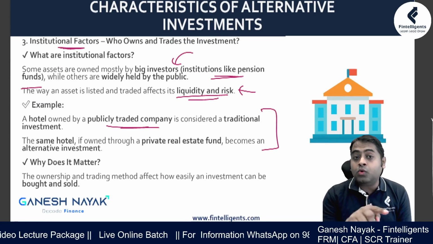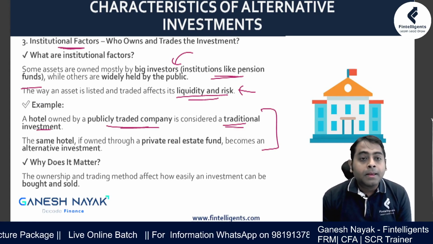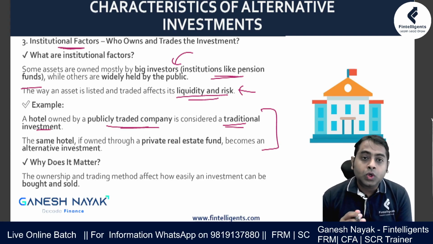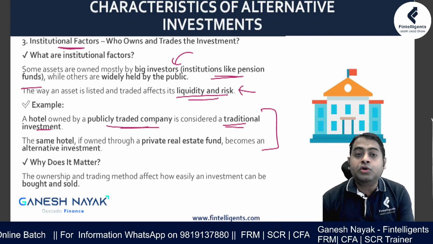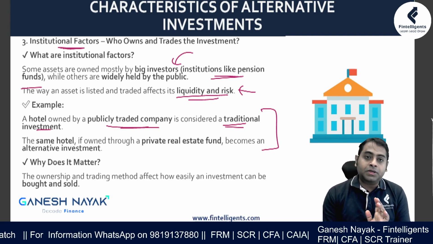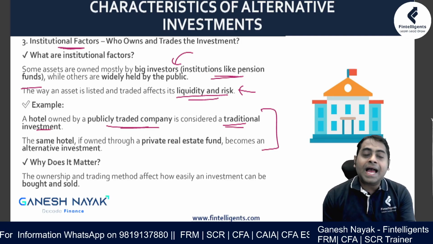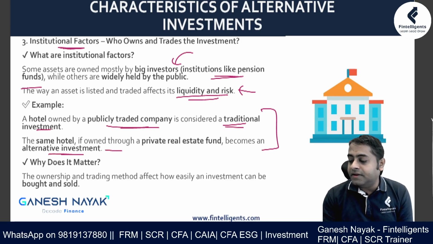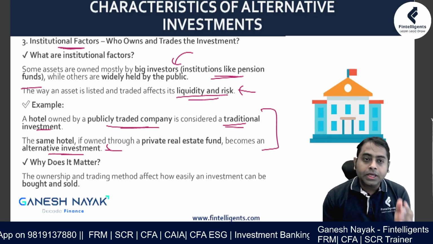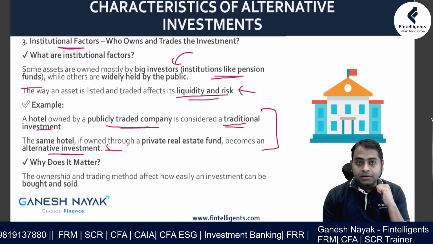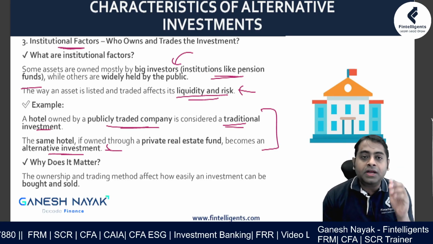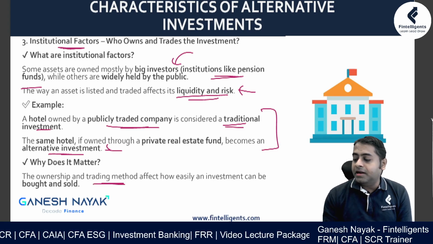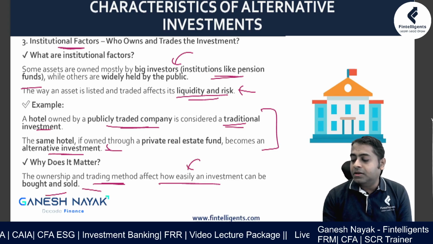See this, a hotel owned by a publicly traded company is considered traditional. Why? Because you're buying a stock of ITC. ITC is into tobacco, and into hotels also. So when you're buying a stock of ITC, you're indirectly getting exposure to their hotel business. But that is a traditional investment. But if you yourself buy a hotel, or you invest in a private equity fund that is buying a hotel, then that is an alternative investment. That is the difference. So you can understand who the clientele is, and on that basis you can also bifurcate whether the asset is an alternative investment or a traditional investment. The ownership and trading method can easily impact the investment that we are talking about.